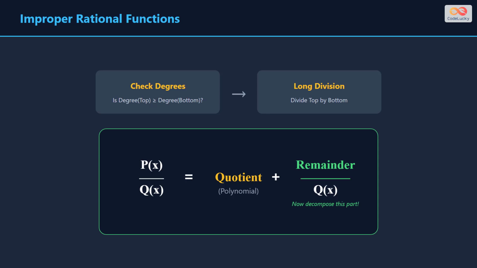What if you start with an improper fraction, where the top is more powerful than the bottom? You cannot start decomposition immediately. You must first perform polynomial long division. This will give you a polynomial quotient plus a remainder fraction. The remainder will be a proper fraction, and that is the part you then decompose using the methods we just discussed.